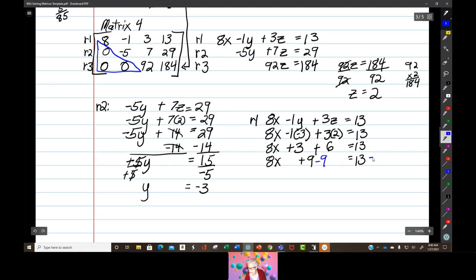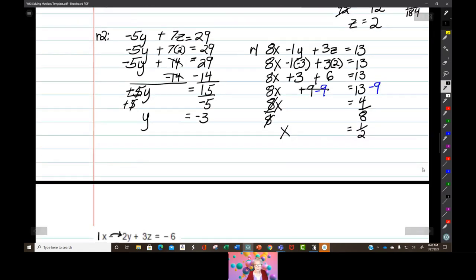Subtract 9. Subtract 9. 8x plus 0 is 8x equals 13 minus 9, which is 4. Divide by 8. Divide by 8. So x equals 1/2. 4 over 8 is 1/2. So now you write your ordered triple right here at the end of the page. Isn't that convenient?